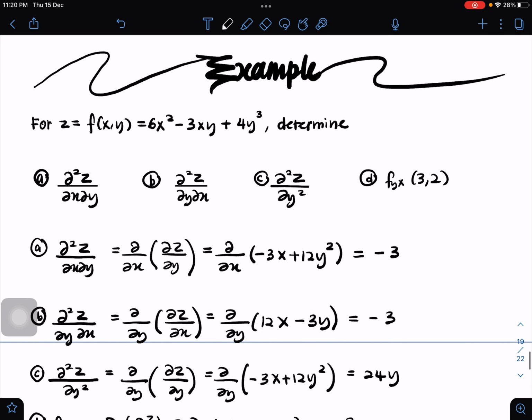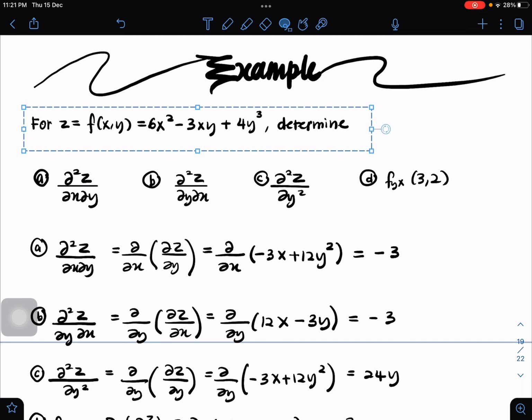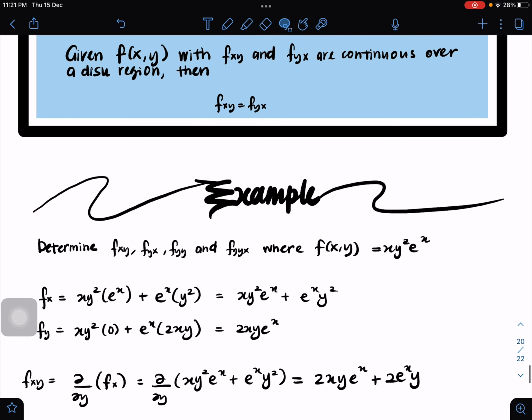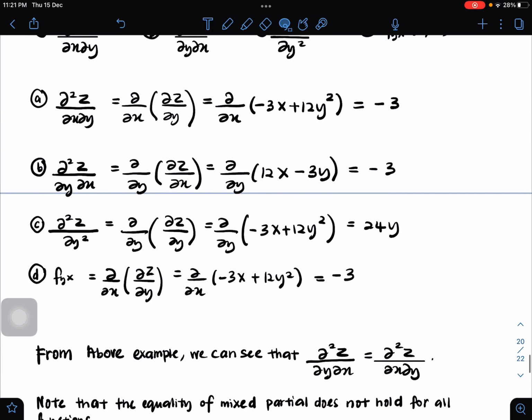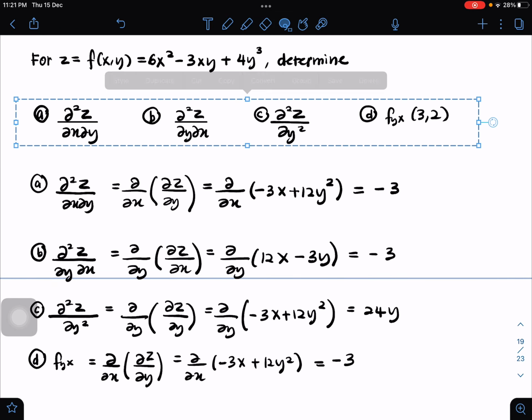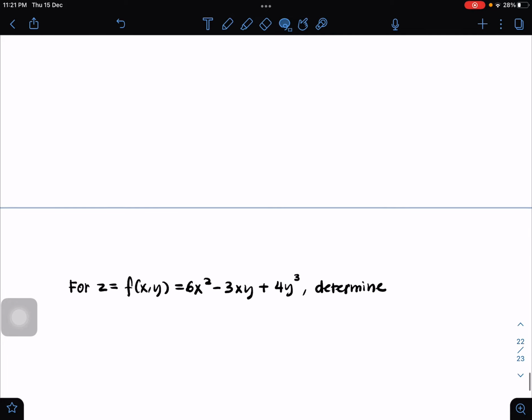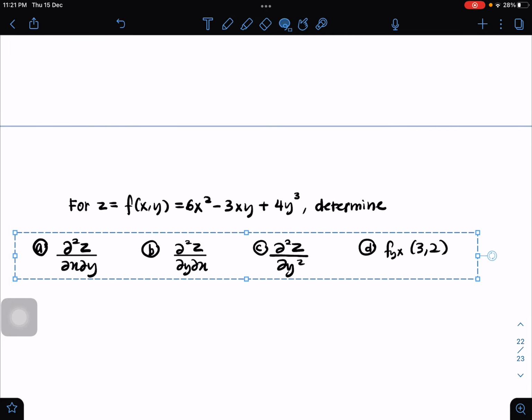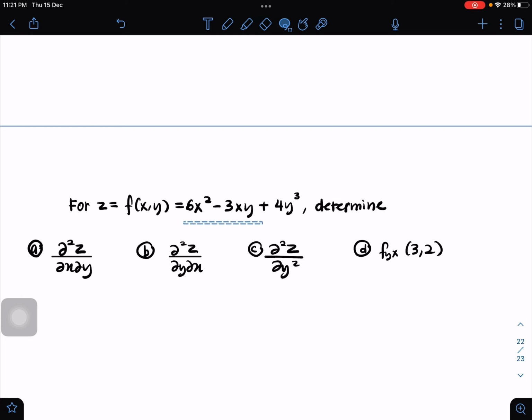So let's see the example here. So you have a function z equal to fxy equal to 6x. So let me bring this one to somewhere else so that we can do it together, because here you already have the answer, right? So we do it here. Sorry, it's not complete. This one is the equation actually. Okay, so let's say you have a function z, okay, or a function fxy equal to 6x squared minus 3x squared plus 4y cubed. You need to determine the value of d squared z dx dy.